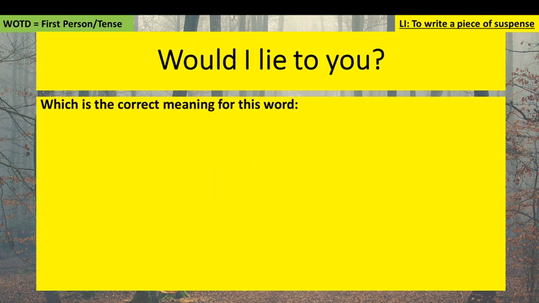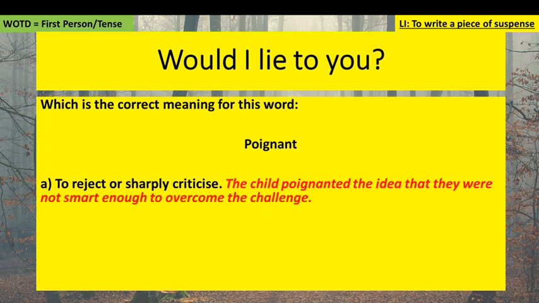Okay, we're going to introduce a new piece of vocabulary. Hopefully you've got used to how this works. I'm going to give you a new word and then 3 potential definitions for you to choose from. Our word today is poignant, and I've got 3 potential definitions for this word. The first one, A, is to reject or sharply criticize. The child poignanted the idea that they were not smart enough to overcome the challenge.